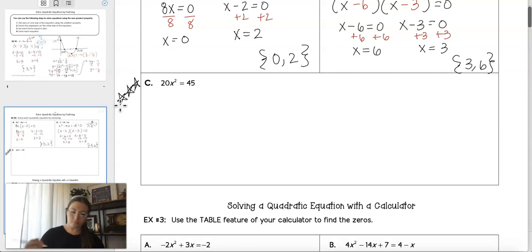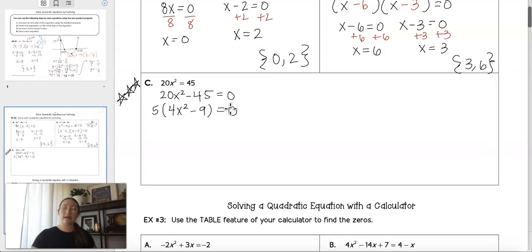So, first things first, get it to equal 0. So we're going to have 20x squared minus 45 equals 0. Second thing you check, is there a greatest common factor? So can something come out of 20x squared and negative 45? Hopefully you guys are all saying yes, 5. So this is going to give me a 4x squared minus 9.